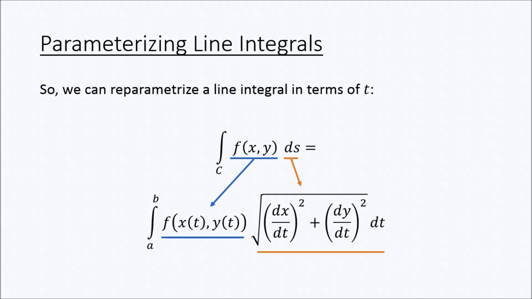And then the other part is that we need to substitute for ds. For ds, we're just going to use that substitution that we just talked about a second ago, where we have to find that whole big value there, using the magnitude.